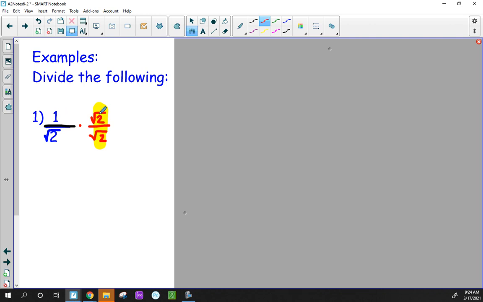You're going to multiply straight across. 1 times 1 is 1. Square root of 2, divided by the square root of 2 times the square root of 2. And recall that when you're multiplying, you do multiply the radicands together. So technically this is the square root of 4. But the square root of 4 actually simplifies, so you want to go ahead and write the simplified version, and that answer is 2.